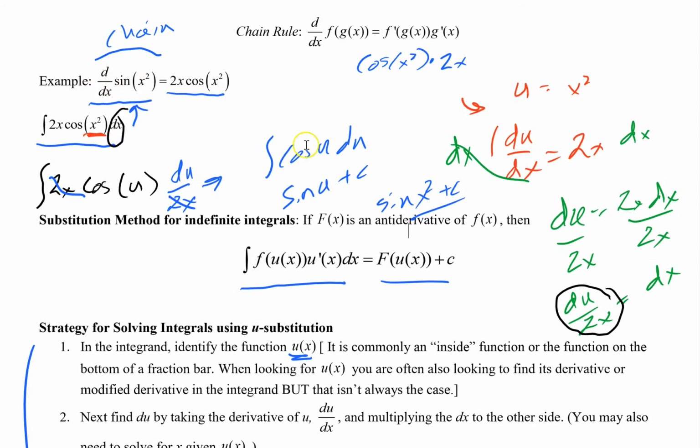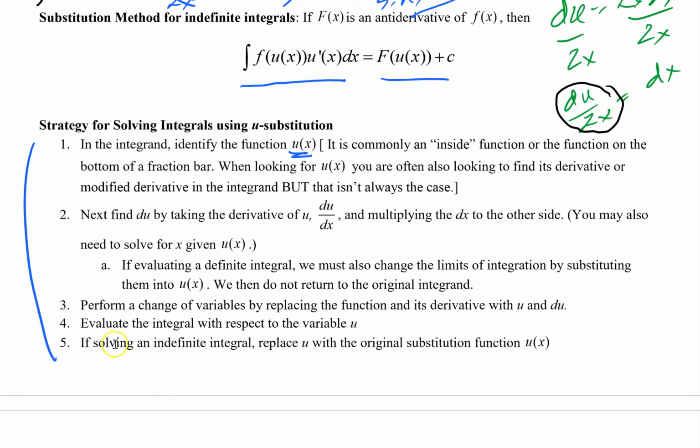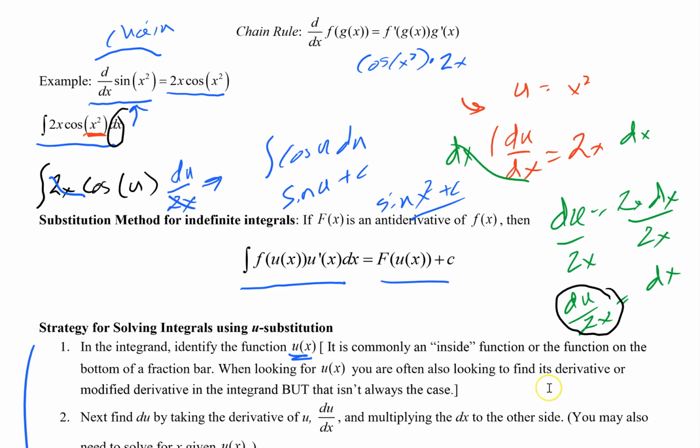Which is what we had up here. Right, and that's the last two steps. Evaluate the integral with respect to the variable u. If solving an indefinite integral, replace c with the original substitution. So that's the process. Let me run it back one more time.